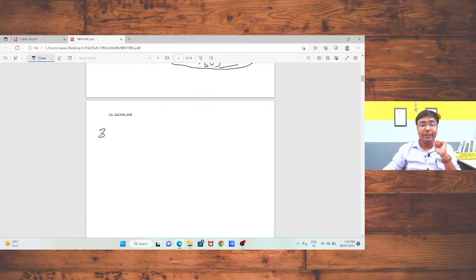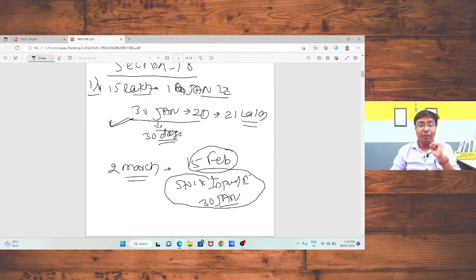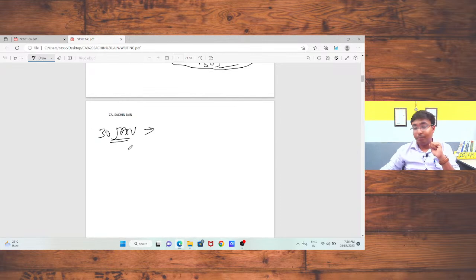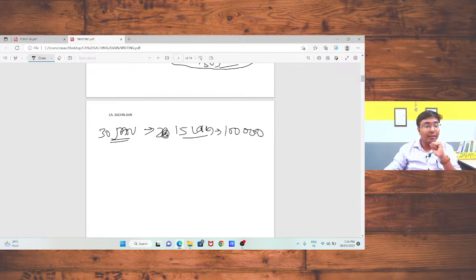Okay, sir, I am taking the figures. 30th January, on which my liability arises, the goods which are in my hand are 15 lakh rupees. On that goods, let's assume input tax credit is 1 lakh rupees.